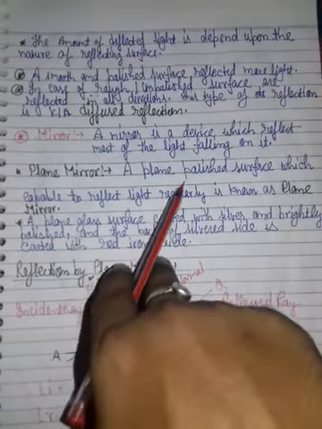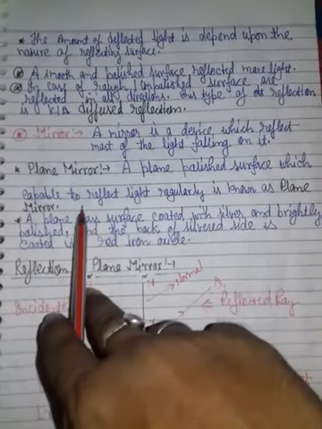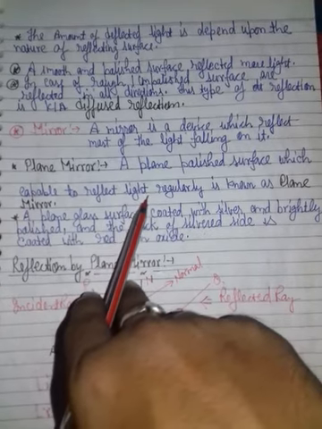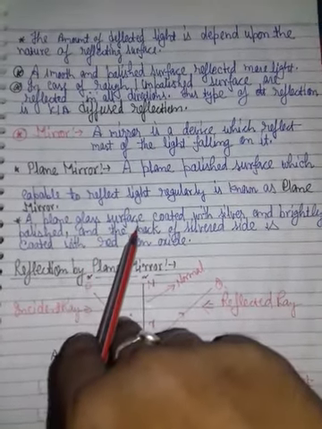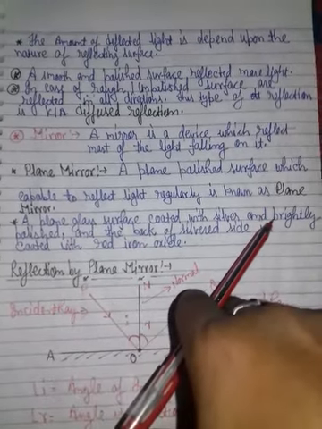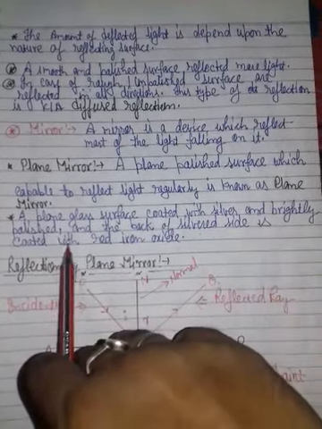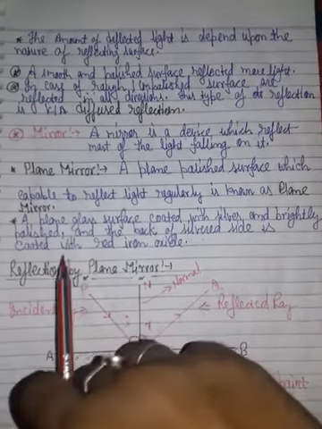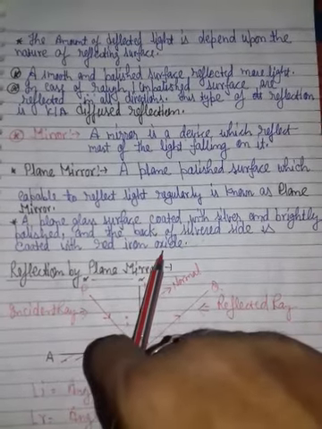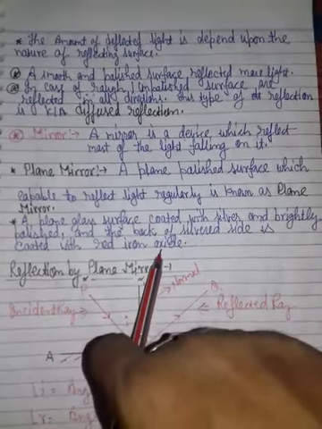Plane mirror: a plain polished surface which is capable of reflecting light regularly is known as a plane mirror. A plain glass surface coated with silver and brightly polished, and the back silvered side is coated with red iron oxide. This is known as a plane mirror.